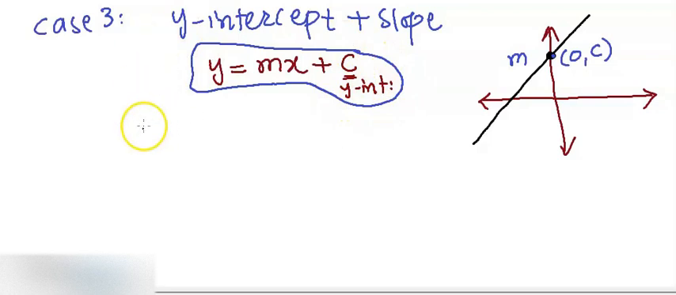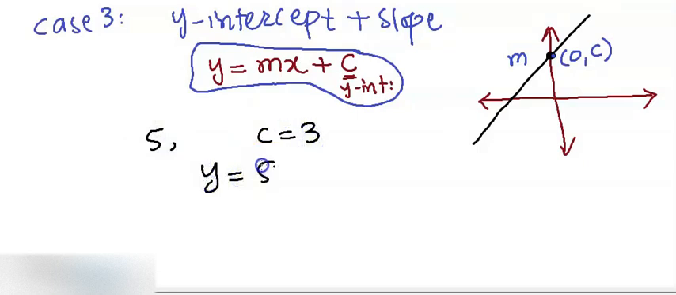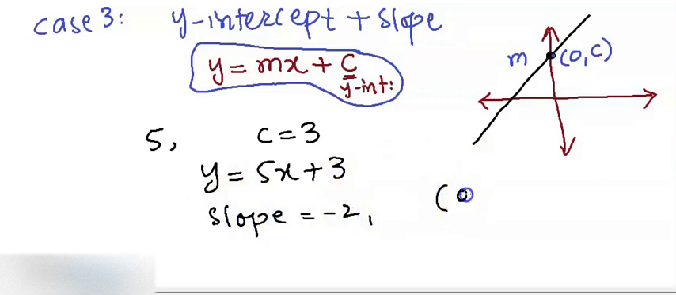For example, we have a line with slope 5 and y-intercept c equal to 3. So the equation is going to be y equal to 5x plus 3 simply. Or let's say we have another line with slope or gradient equal to minus 2 and y-intercept 0 comma, let's say 9. So this is my c value.